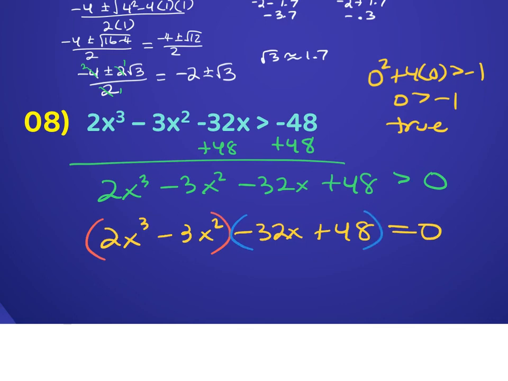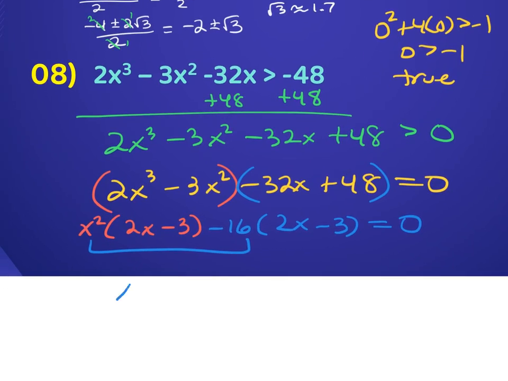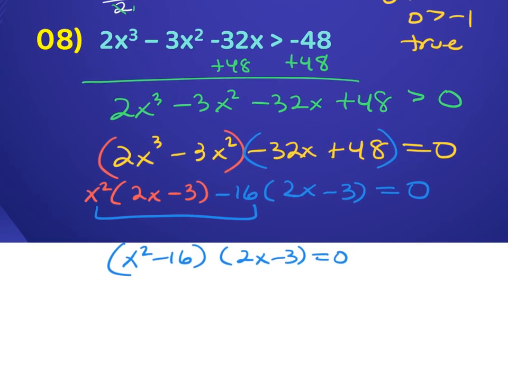So from the first group, my GCF, all right. Okay, so for here, I'm going to factor by grouping. My GCF of the first group is x squared, and then I'm left with 2x minus 3. GCF of that blue group is going to be negative 16, and again, you're left with 2x minus 3. Put the two GCFs together. So this becomes x squared minus 16, and then the 2x minus 3. Notice on the x squared minus 16, I can keep factoring.